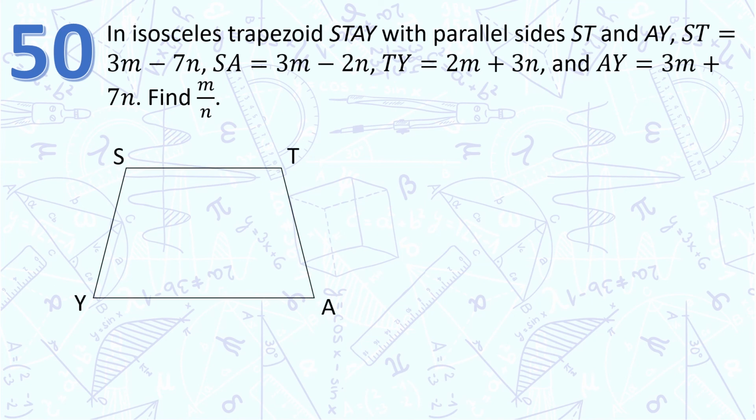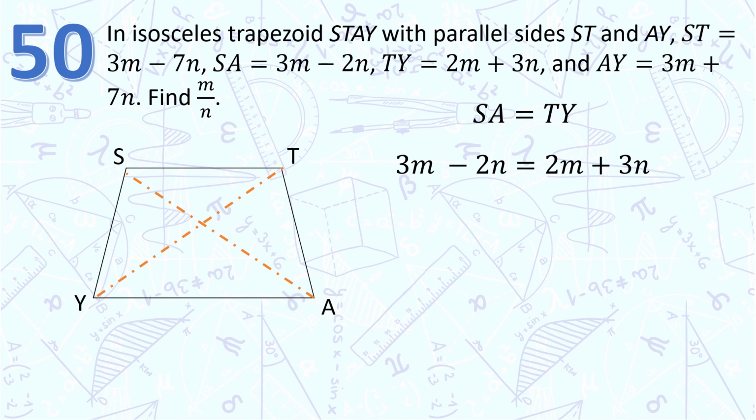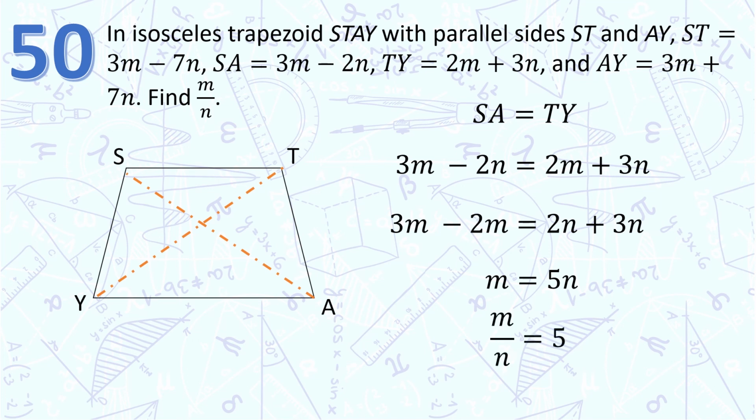If we have an isosceles trapezoid, then the diagonals are congruent. So we have SA is equal to TY. Substituting the values, SA is 3m minus 2n, TY is 2m plus 3n. Subtracting 2m from both sides, also adding 2n to both sides, we have 3m minus 2m equals 2n plus 3n, then m equals 5n. Dividing both sides by n, we have m over n equals 5.